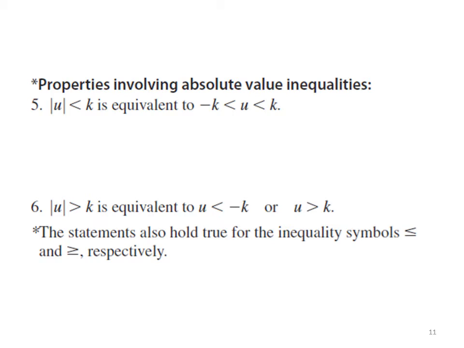Property number 6: if the absolute value of u is greater than k, then either u is less than minus k or u is greater than k. Here, just to remind you, k is a positive number. If the absolute value of u is less than k, then u is greater than minus k and less than k. If the absolute value is greater than k, then you use or. Either u is less than minus k or u is larger than k.